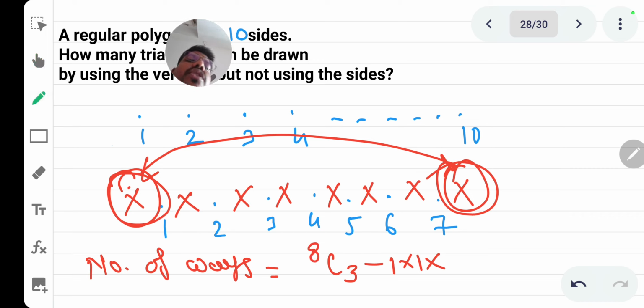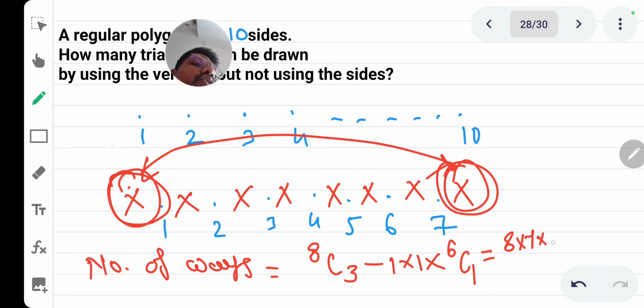So 8C3, sorry. Out of those 8 gaps you selected 3 gaps which are non-consecutive, but this linear figure has to be converted into a closed figure. So leftmost gap and rightmost gap actually coincide. So selection of leftmost and rightmost gap happens in one way. From the remaining 1 2 3 4 5 6 gaps, you have to select only one, and this is your answer. 8C3 minus 6C1. Very easy to calculate.